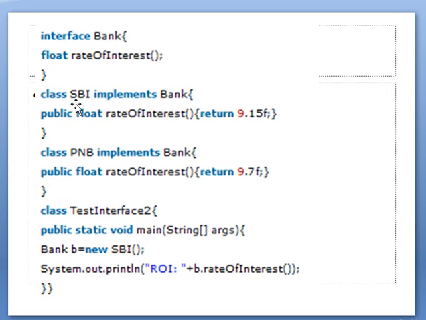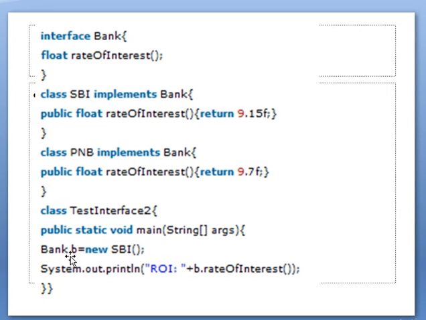Now it's the responsibility of the SBI class to give the definition of this rateOfInterest method. So here rate of interest returns 9.15. Similarly, we have another bank, PNB. It also implements the Bank interface and it provides a 9.7 rate of interest. Now in the main class, in TestInterface, we have the main method. Here we create an object of SBI and pass it to the reference variable of the interface Bank.